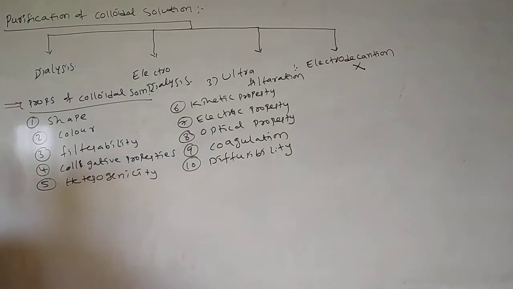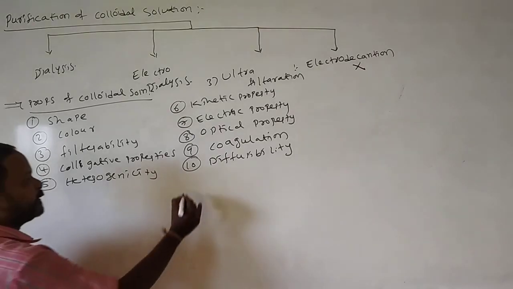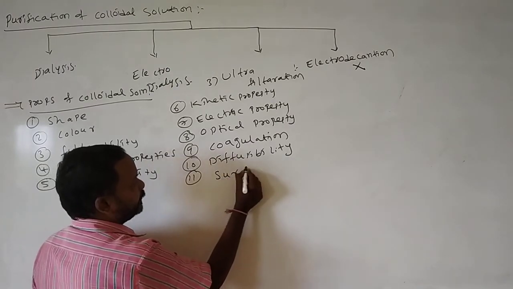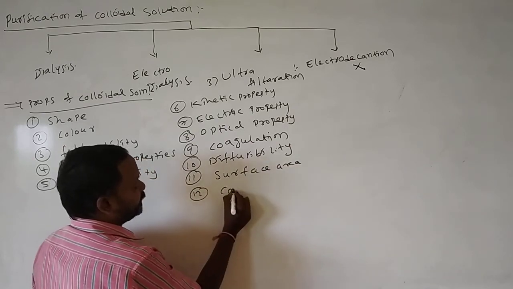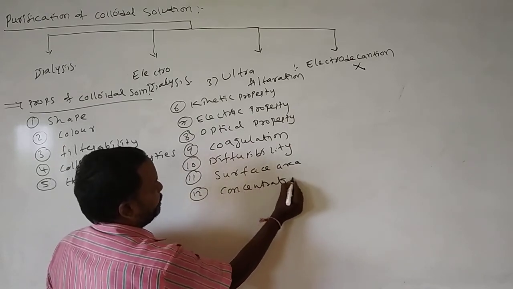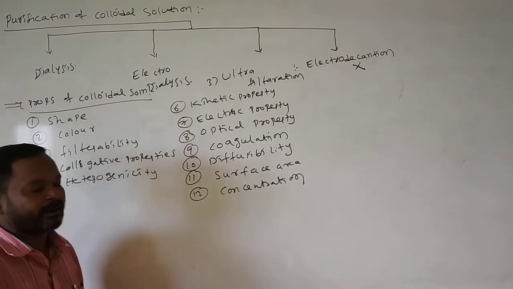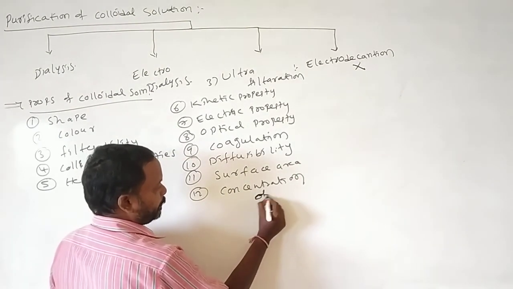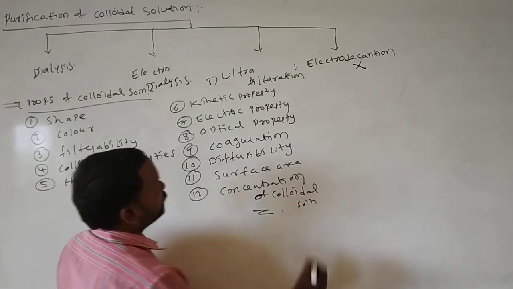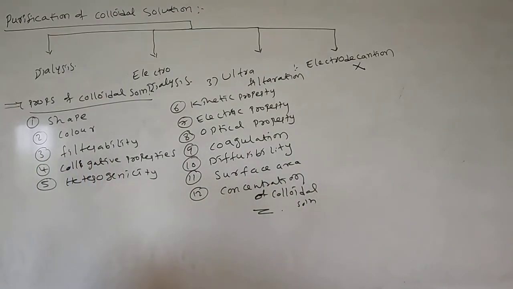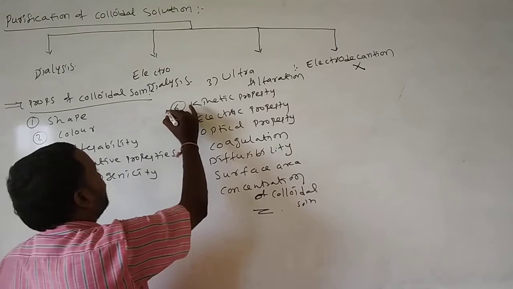Shape, color, filterability, colligative properties, heterogeneity, kinetic property, electric property, optical property, coagulation, diffusibility, and these have some surface area, and concentration of colloidal solution. We'll see these properties in continuation. Here, kinetic property is important.